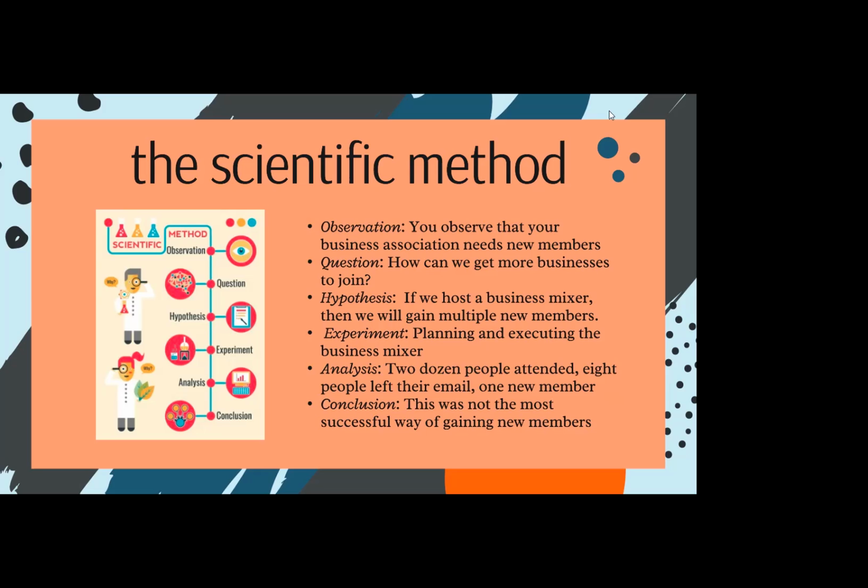The difference between a science experiment and an event is that your event is going to be where the experiment takes place. So the planning and execution of the business mixer is the experiment. And after it's all said and done, you're going to step away and you're going to analyze your data. So I made up some data in this hypothetical business mixer.